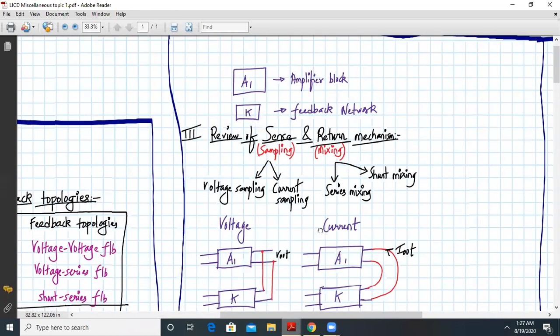Okay, so let us dive into something more intuitive. A1 is my amplifier block, K is my feedback network. That's good to know. Then let us review the sense and return mechanisms, or in the books it is called sampling and mixing mechanisms. So we have two types of sensing or sampling. We can have a voltage sensing or sampling and current sensing or sampling. Then we have the return mechanisms, that is series return or series mixing, or we can call it shunt return or shunt mixing.